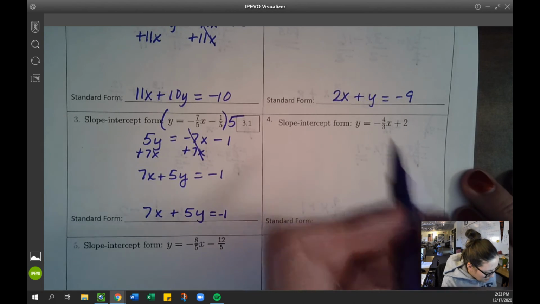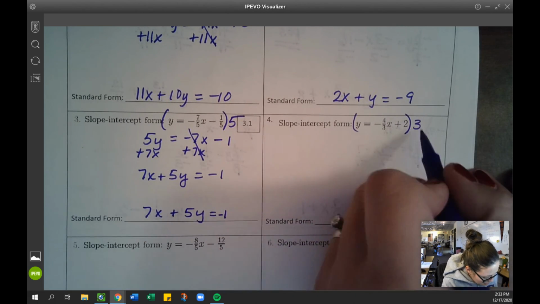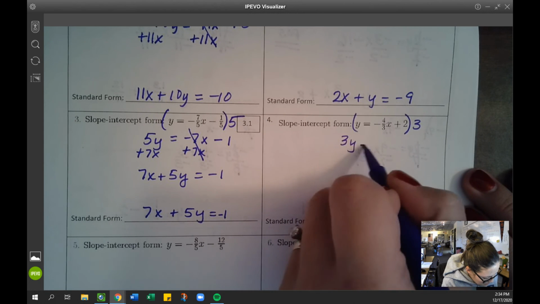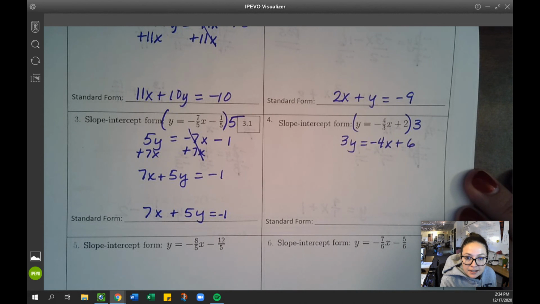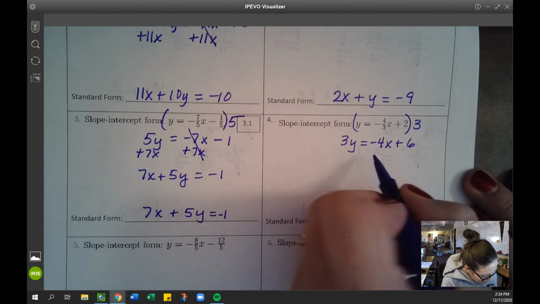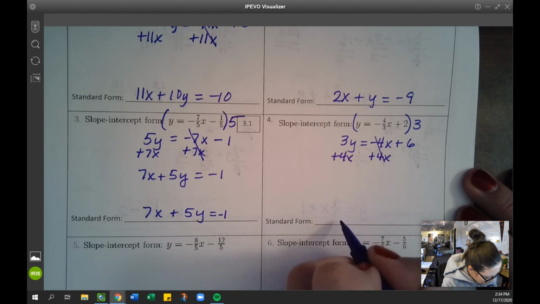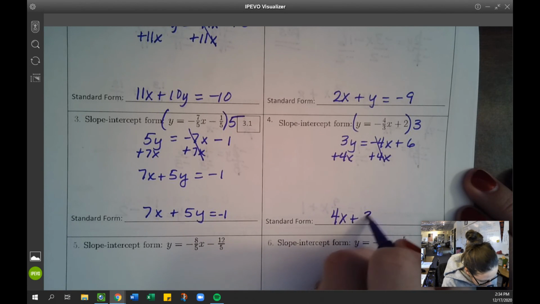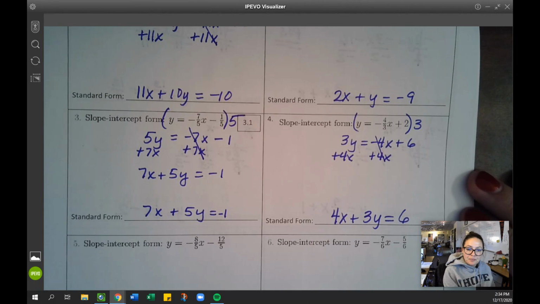All right, one more together. Clear that fraction. We're going to multiply everything by 3. That gives me 3y, negative 4x, and 6. Then we're going to add 4x to both sides to move it over. So we have 4x plus 3y equals 6.